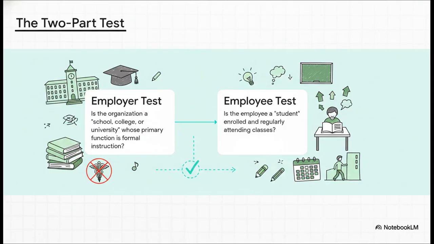And the good news is, the regulations give us a pretty clear two-part test to figure this out. First, there's the employer test. Pretty straightforward. Is the organization an actual school whose main gig is teaching people? Second is the employee test. Is the individual actually a student who is enrolled and regularly going to class? You've got to be able to say yes to both of these before you can even think about the exemption.